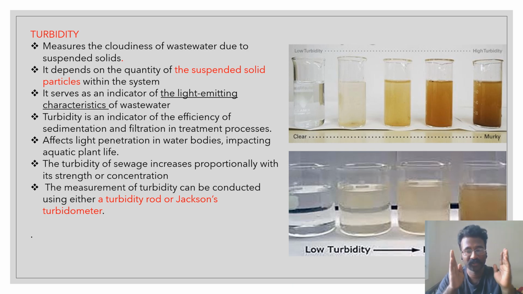The turbidity of sewage increases proportionally with its strength or concentration. The measurement of turbidity can be conducted using a turbidity rod or Jackson's turbidimeter. Here the turbidity is less, which is referred to as clear, and as it goes on it becomes very high, which is referred to as murky. Here also, low turbidity, high turbidity.